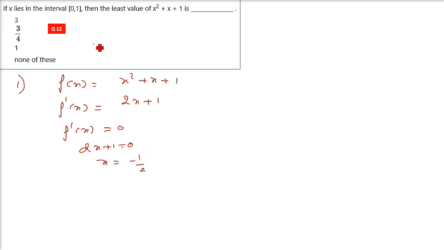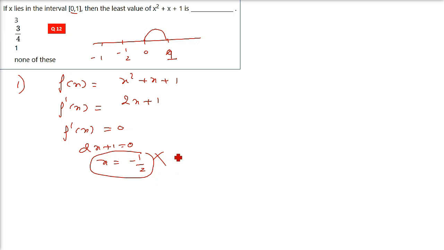The problem is that x lies in the interval 0 to 1. It is already given in the question. But x equals negative half is not lying in this interval, because x can only lie between 0 and 1. But x is coming as negative half, which is not in this interval.